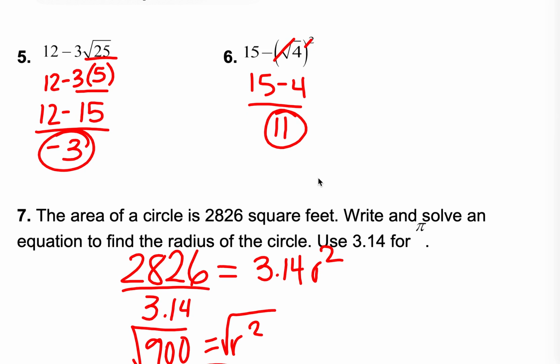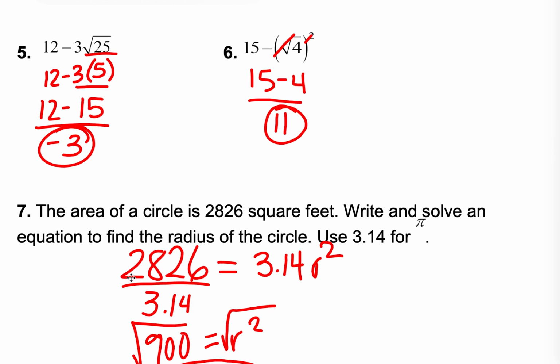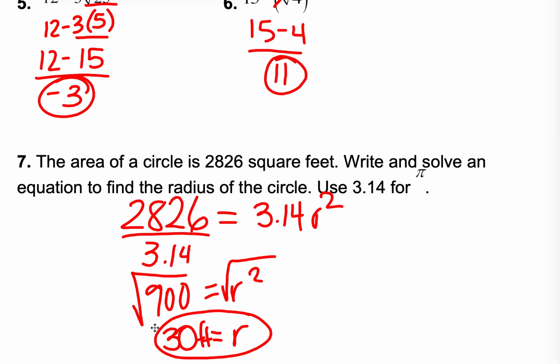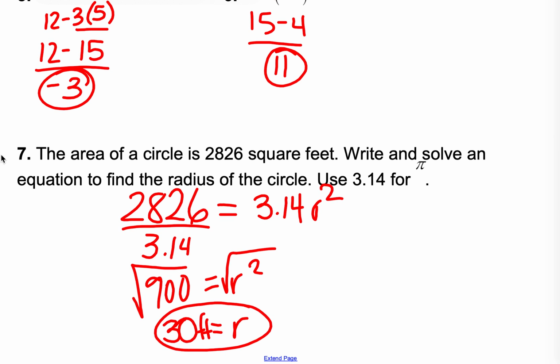And then for number 7, we set up our equation. The area, 2,826, equals pi times radius squared. We divide both sides by 3.14, which gives us 900. Then we take the square root on both sides to cancel out the squared. So 30 feet is the radius for that circle.